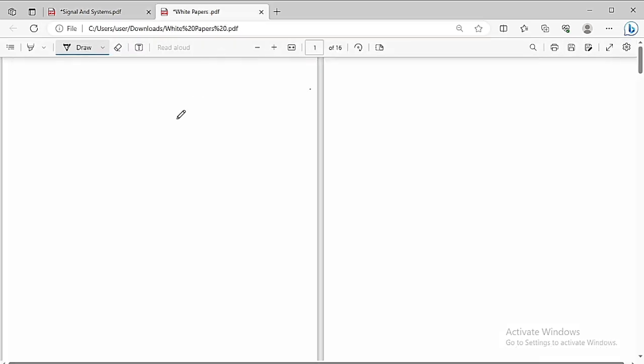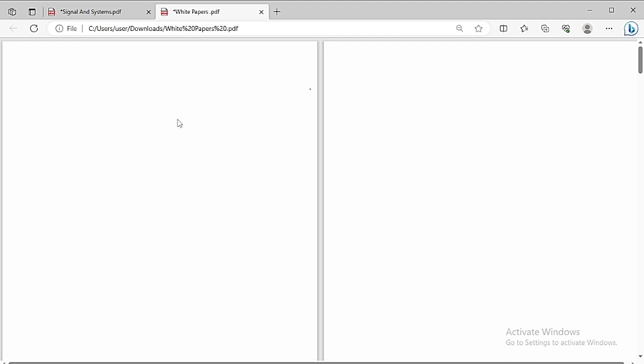So let me write here. We can say y of n is equal to x of n convolution h of n, or you can also write h of n convolution x of n. Here x of n is equal to e to the power of jωn, and here h of n is as it is.